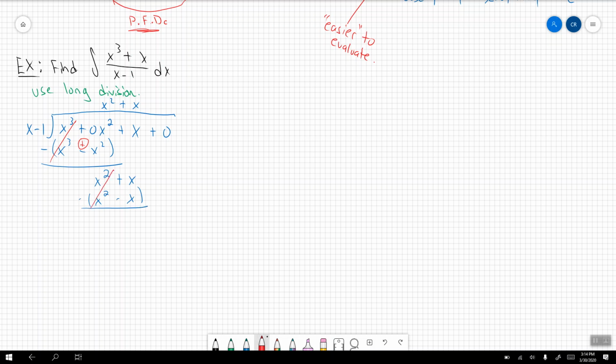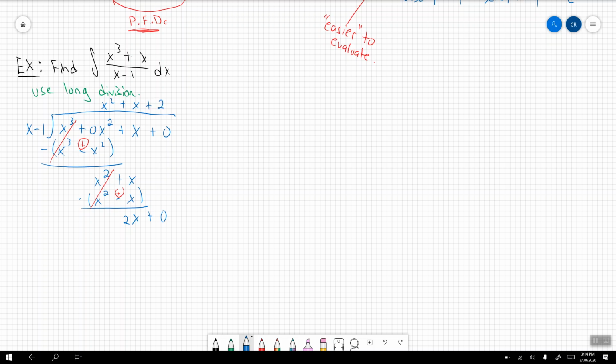Subtracting all this, the first term is going to cancel out. Second term, negative distributes. Now we're left with a plus, which means we get 2x. And then we can bring down this 0, but then we would get 2x plus 0. So for the last piece, what we need to do is figure out how many times x goes into 2x. Well, that's going to be 2 times, so we enter plus 2.